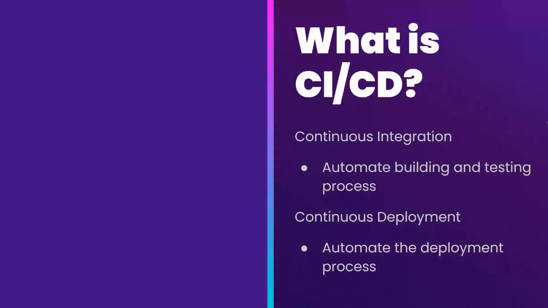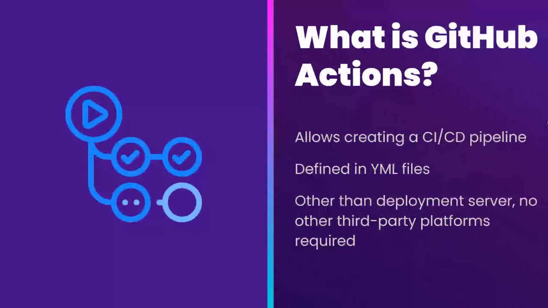So what is GitHub Actions? GitHub Actions allows you to create an entire CI/CD pipeline all within GitHub. And the way that you would do that is that you would define them in what are called YAML files. And that's basically similar to other infrastructure as code applications, if you guys might know what that is. Other than the deployment server, there's literally no other third-party platforms required. And with that, we will begin the actual hands-on demo.